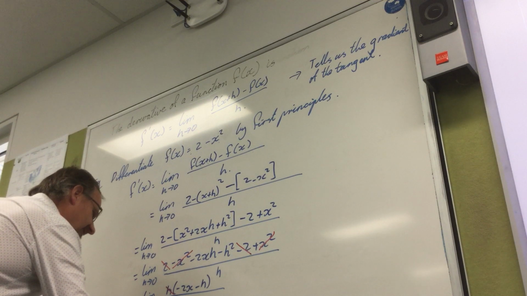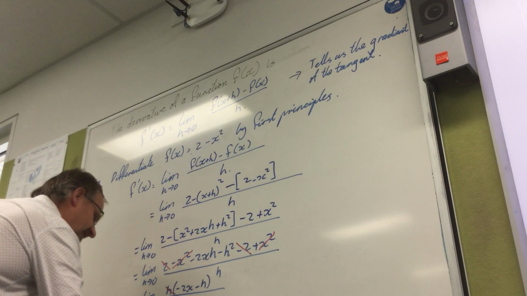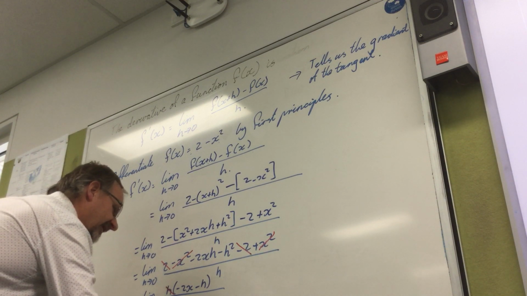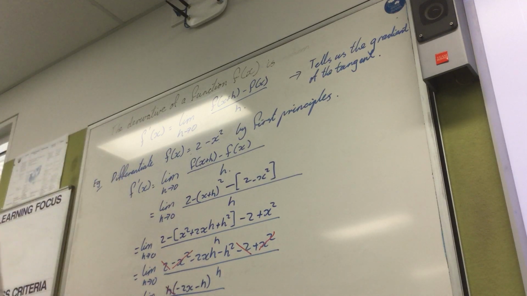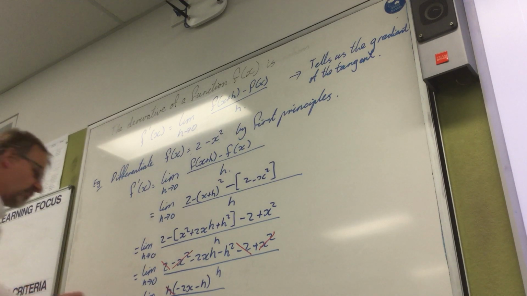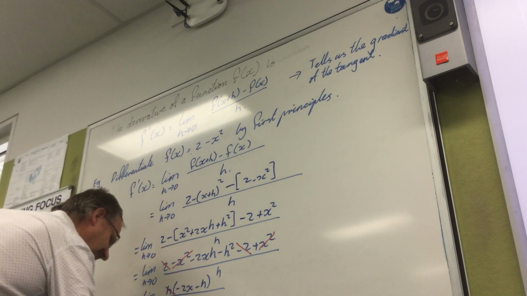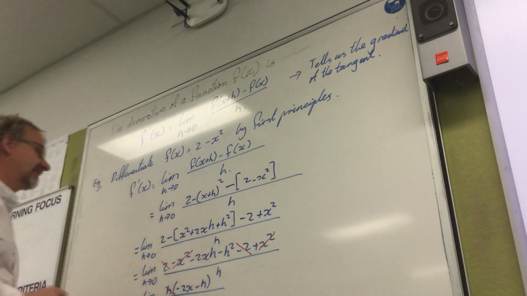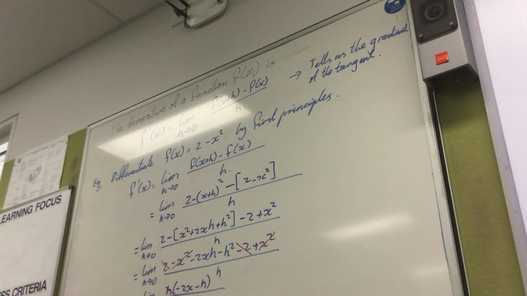All right, so the limit as h tends to 0 of minus 2x minus h. When h is 0, what are we left with? Negative 2x. All right, so that's the differentiation by first principles.